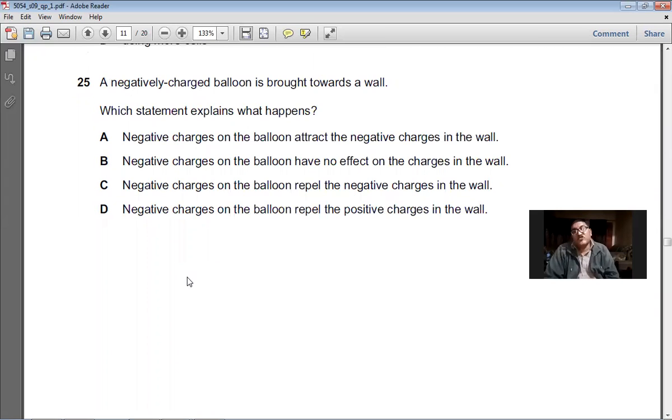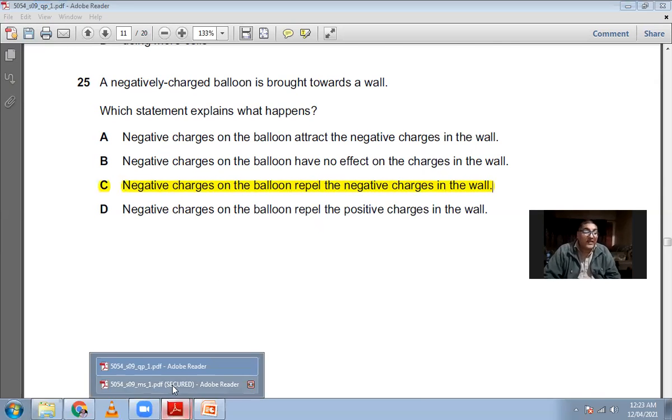A negatively charged balloon is brought towards a wall. Which statement explains what happens? Negative charges on the balloon attract the negative charges on the wall. That's wrong. They will repel each other. Negative charges on the balloon have no effect on the charges in the wall. That's wrong. Negative charges of the balloon repel the negative charges in the wall. And that can be true. Negative charges on the balloon repel the positive charges in the wall. That's wrong. So I think C is the best option.